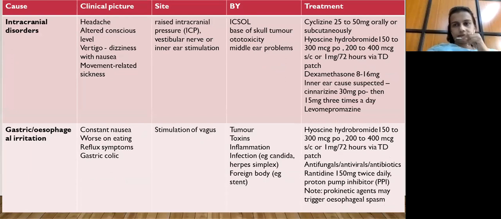If it's intracranial disorders causing nausea and vomiting, the patient can present with headache, other clinical features of raised pressure, altered conscious level, vertigo, dizziness associated with nausea, and also motion sickness or movement-related disorders. The site is raised ICP. It can also be the vestibular nerve or inner ear stimulation caused by a space-occupying lesion at the base of skull, tumor or toxic.